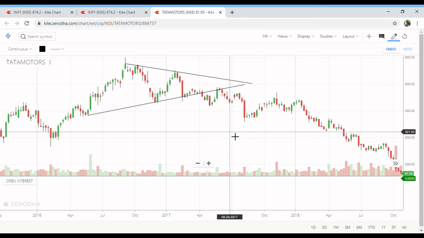So this is about the triangle pattern. There are two more triangle patterns, which are the ascending triangle pattern and the descending triangle pattern.